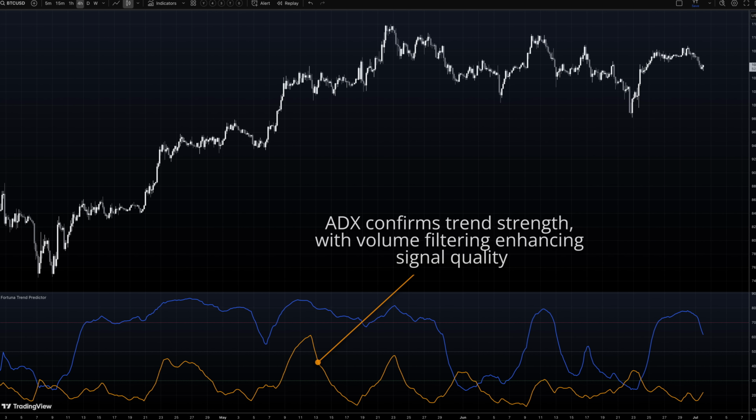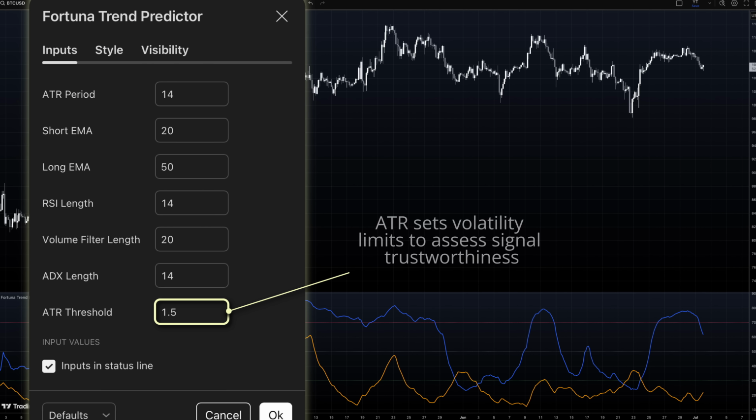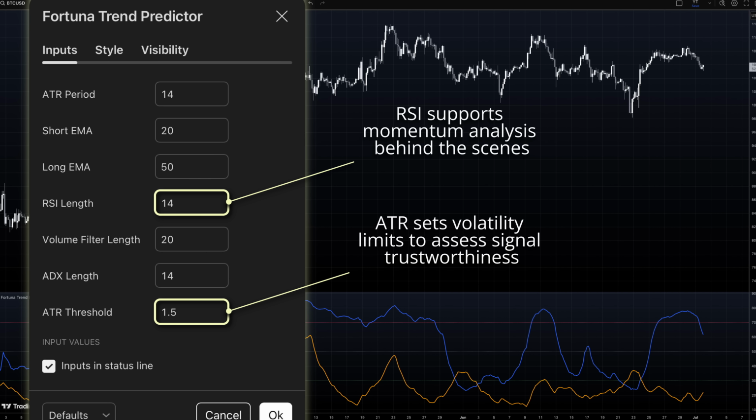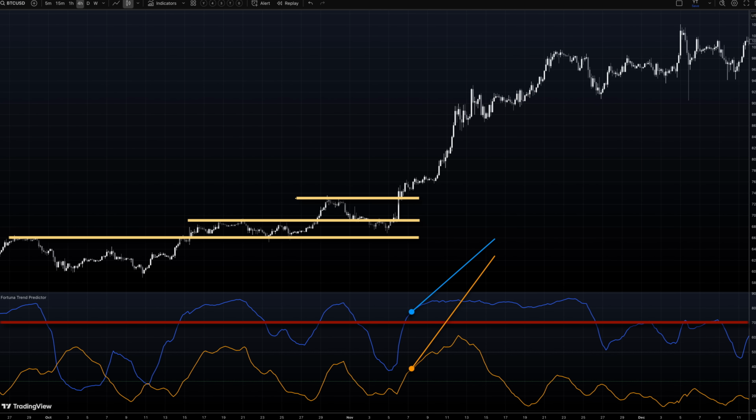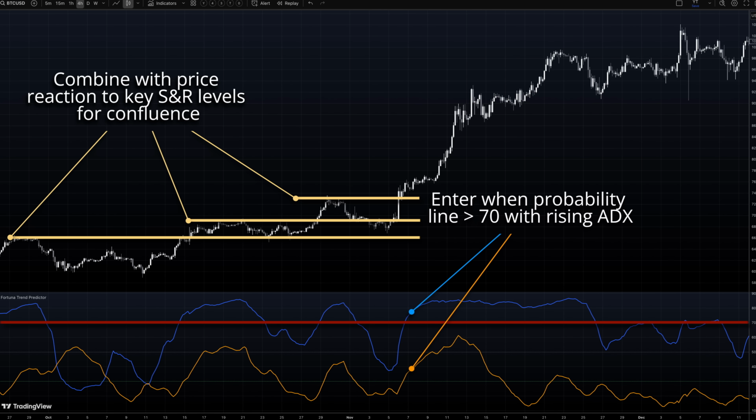The ATR threshold mechanism identifies high volatility periods that may affect signal reliability, while RSI provides additional momentum context, though it appears primarily used for internal calculations rather than direct plotting. For strategy implementation, traders can use the 70-30 threshold levels for trend continuation trades, entering long positions when probability exceeds 70 with rising ADX confirmation.